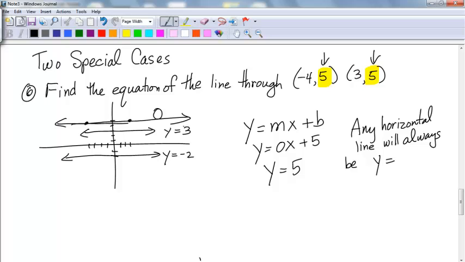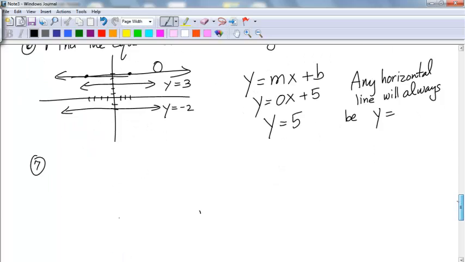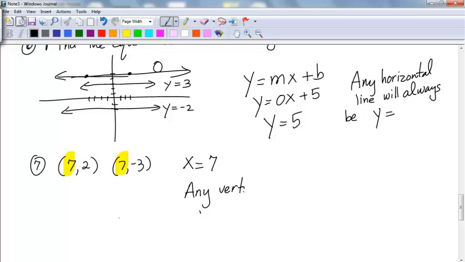The other case, if it's vertical, the x's are going to be the same, right? So if I gave you 7, 2 and 7, -3, when the x's are the same, then it's going to be x equals a number. There is no slope, so you can't put it into that equation. So it's just going to be x equals whatever that number is. That's a special case. Any vertical line will always be x equals some number.